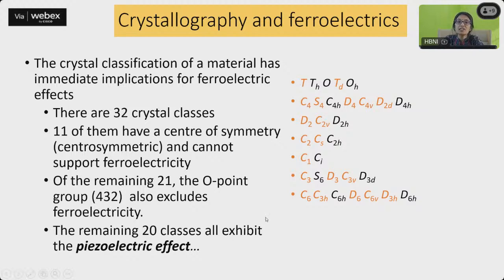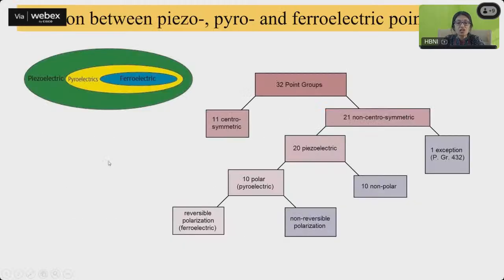The remaining 20 classes all exhibit what is known as the piezoelectric effect. So you can understand, this is the entire piezoelectric material, among which you have something known as a pyroelectric material, and in between this you have something sitting which is known as the ferroelectric. So of the 32 point groups, 11 are centrosymmetric, so obviously they will not show polarization hysteresis. 21 are non-centrosymmetric. One is an exception.